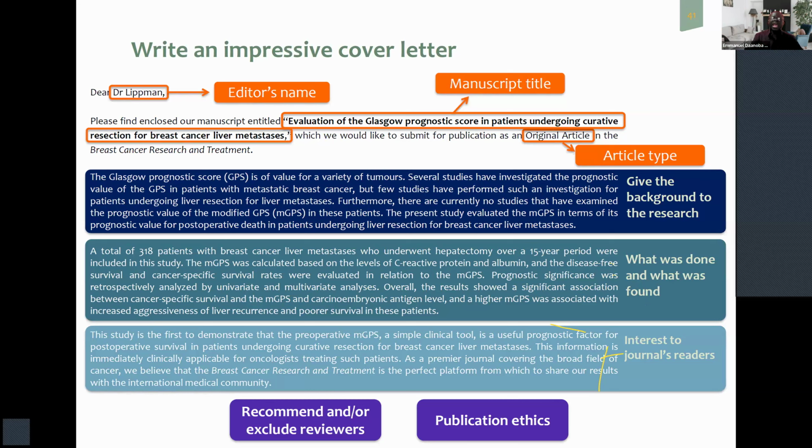Then you can recommend and or exclude reviewers. In the same cover letter, you need to state the people you want them to send the work to for review. But please be very careful. Don't send to people that you know very well, that you have been doing things with. It's unethical. There shouldn't be any conflict of interest. Then you must also state that you have followed the ethics of writing, that the paper does not violate any ethical standards, and that you have not submitted it to any other journal before submitting it to that journal. That is part of the publication ethics.